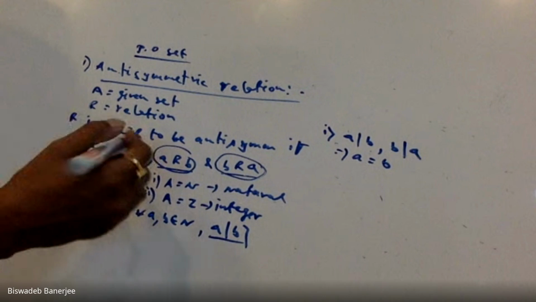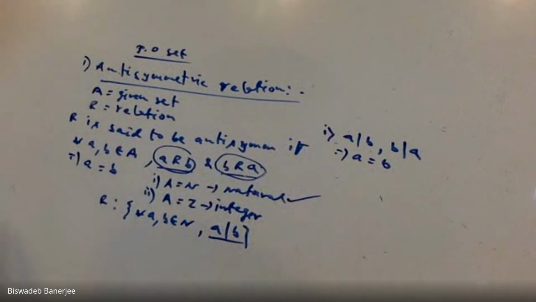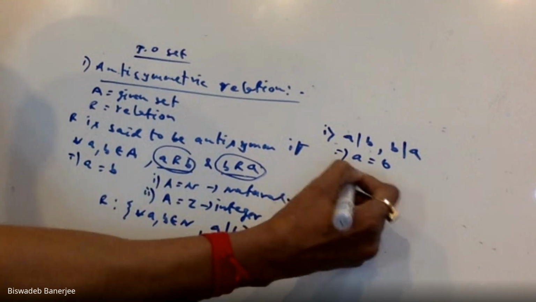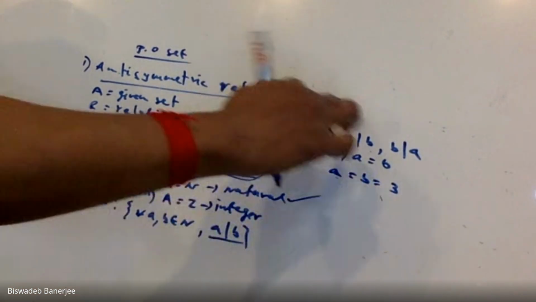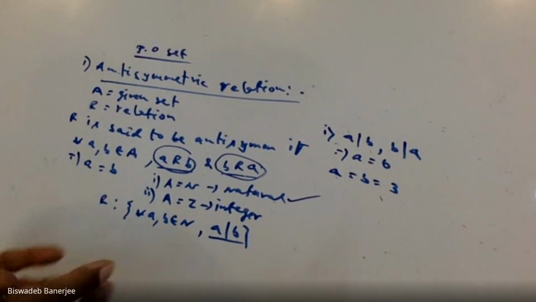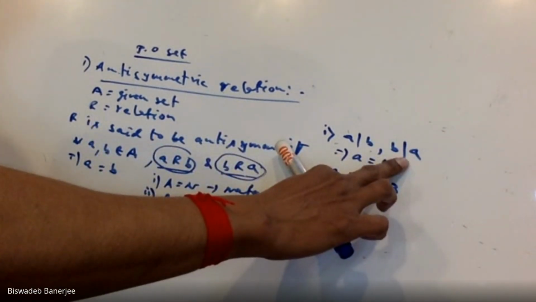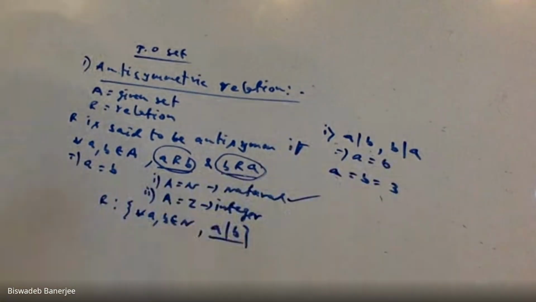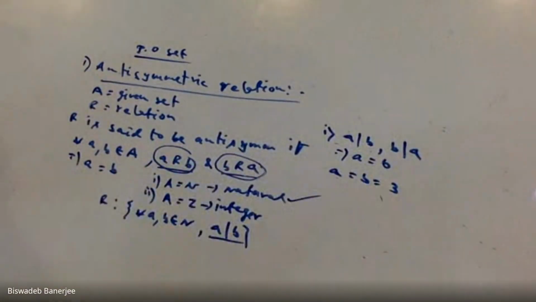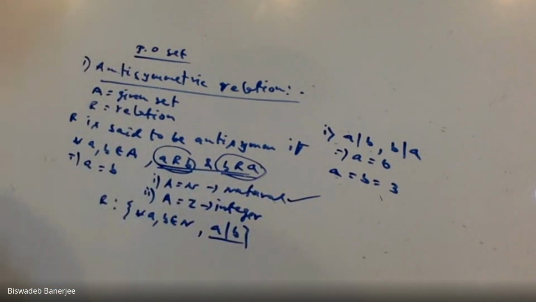So for this set A equal to natural numbers, we see that this is an antisymmetric relation. For example, we can take A equal to B, like 3. 3 divides 3 and 3 divides 3. Otherwise, if you take two different elements, this criteria should never hold. This criteria will not be satisfied. So we have to take A equal to B. Otherwise, these two criteria do not simultaneously hold.